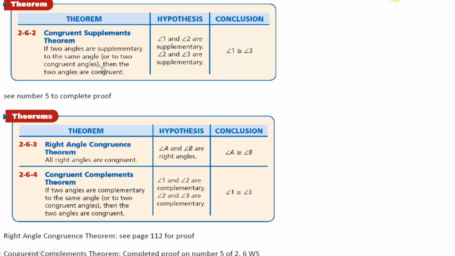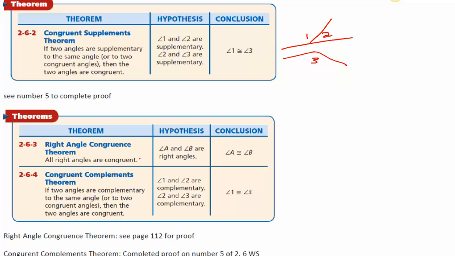Another theorem that we're going to do is the congruent supplements theorem. So that says that if two angles are supplementary to the same angle, and supplementary means that they add up to 180 degrees. So in this example, angle 1 and 2 are supplementary. And then I have another angle, let's call this angle 3, and angle 3 and angle 2 are also supplementary, that they add up to 180 degrees, then the two angles are congruent. And we'll prove that with number 5.